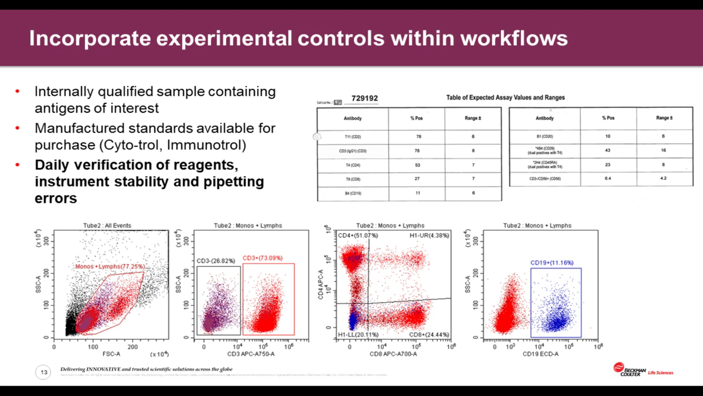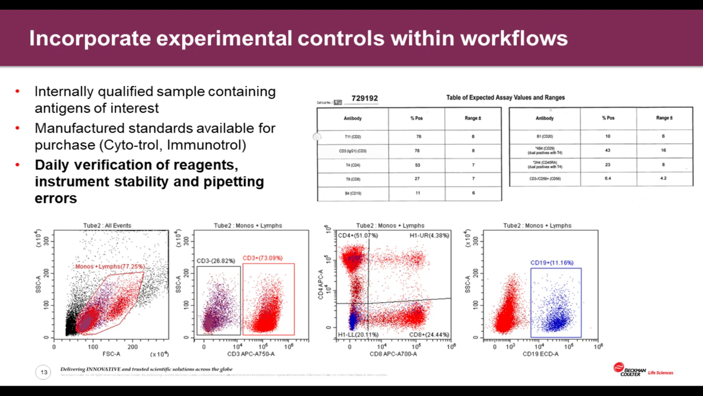Now, there are manufacturer standards that are available for purchase, and we all know that they exist: Cytotrol, Immunotrol, and various other cell types that are either cryopreserved, preserved utilizing specific chemicals, or lyophilized. You can use these for your daily verification of reagents, and ultimately, you always want to include experimental controls, because not only is it going to give you the QC of your experiment, but it's going to tell you whether your instrument is stable, whether you've incurred any pipetting errors when it comes to cocktailing your antibodies, or if something has just gone wrong with the experiment itself.